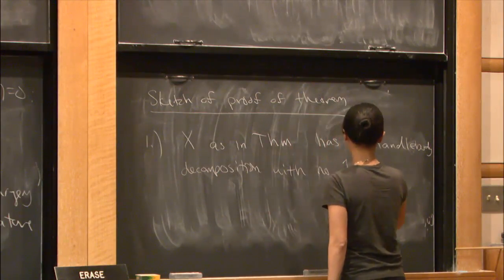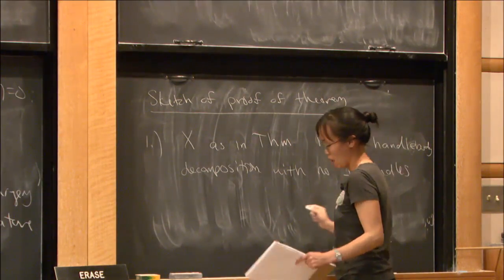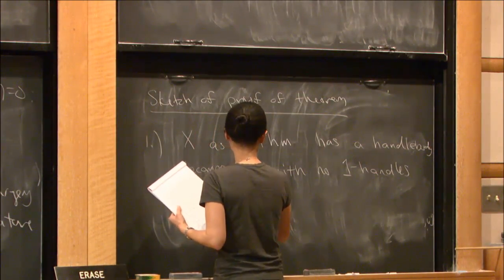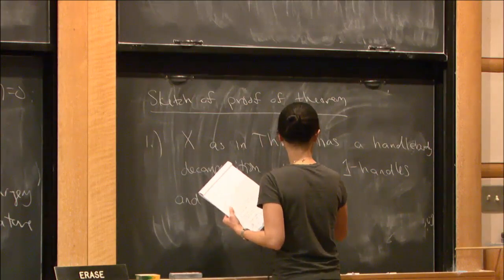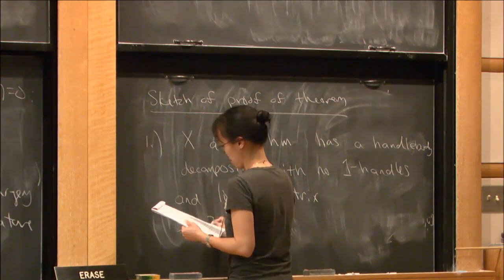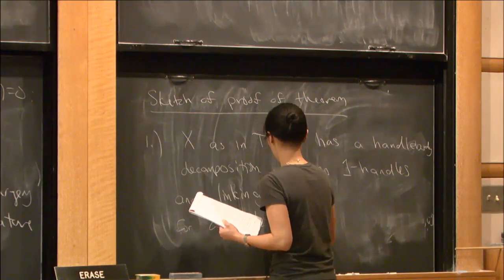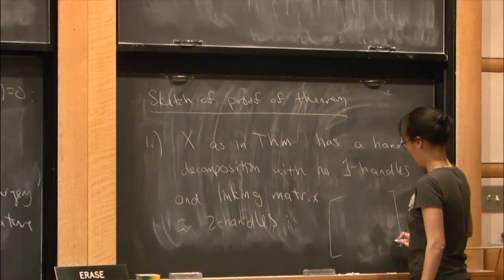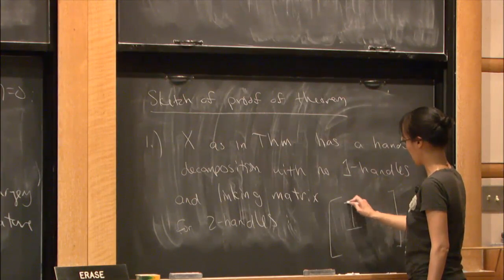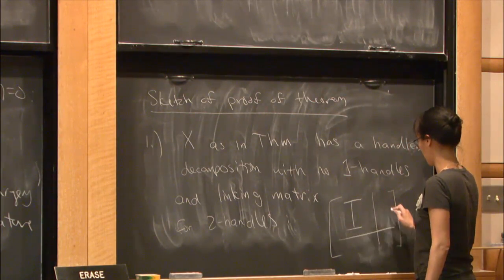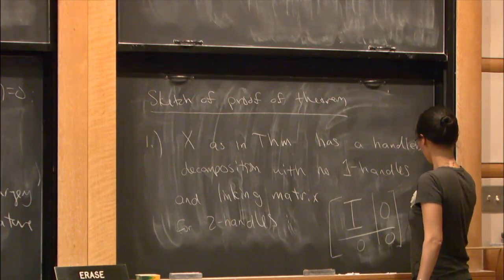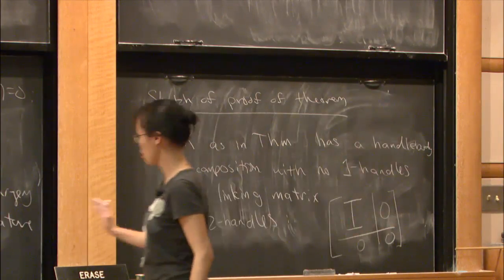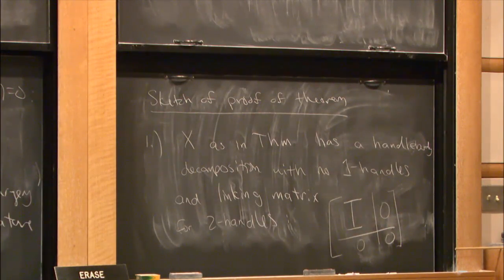with no one handles, and the linking matrix for the two handles looks like, so there's going to be a block that looks like the identity, and then everywhere else is 0.